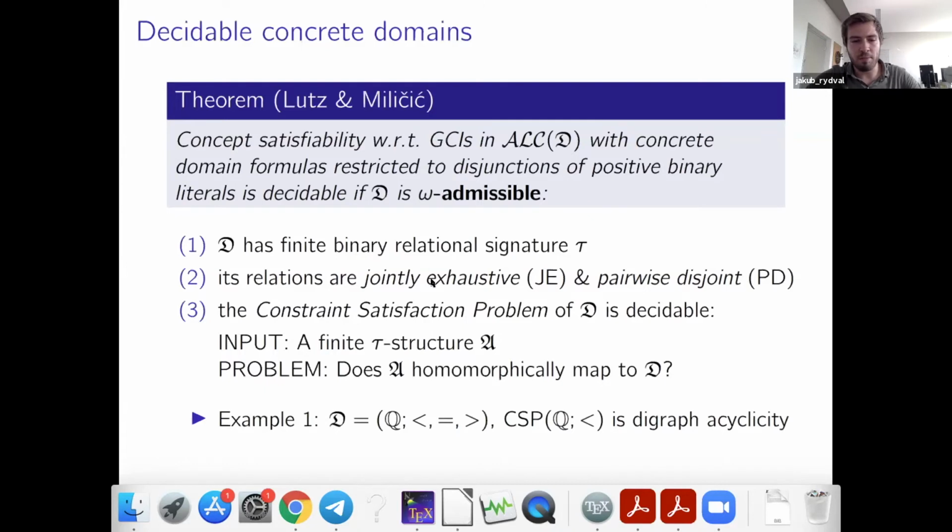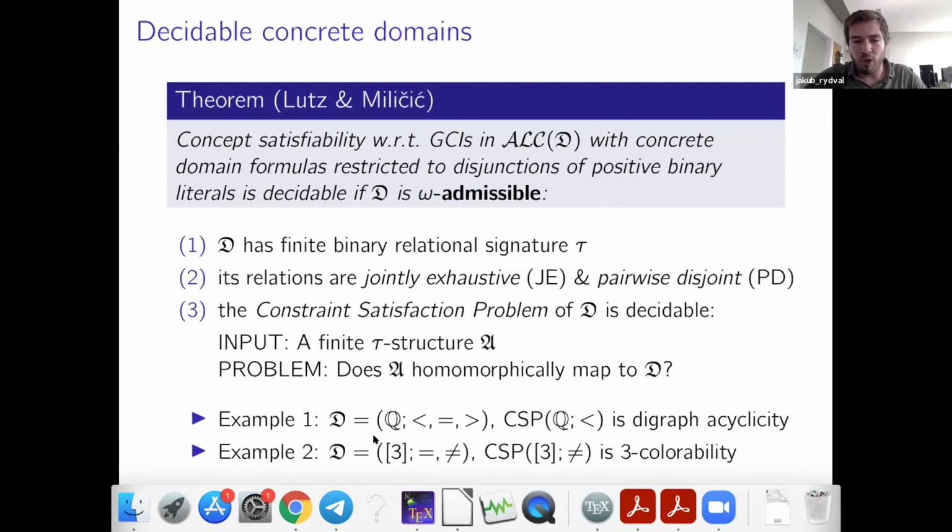Okay, so some examples for these first three conditions. We could take, again, rational numbers with order, equality, and the reverse order. And the CSP of the rationals with order is the digraph acyclicity problem, which is decidable in P. And the second example, we could take just the set of three elements with equality predicate and the inequality predicate. And the CSP of the inequality predicate on three elements is just the three colorability problem. So these are very natural problems up to now.